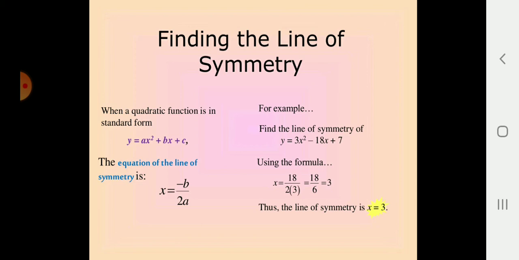So use the formula: x equals 18 over 2 times 3, which equals 18 over 6. Why is that 6? Because 2 times 3 equals 6. So x is 3. So the line of symmetry is x equals 3.